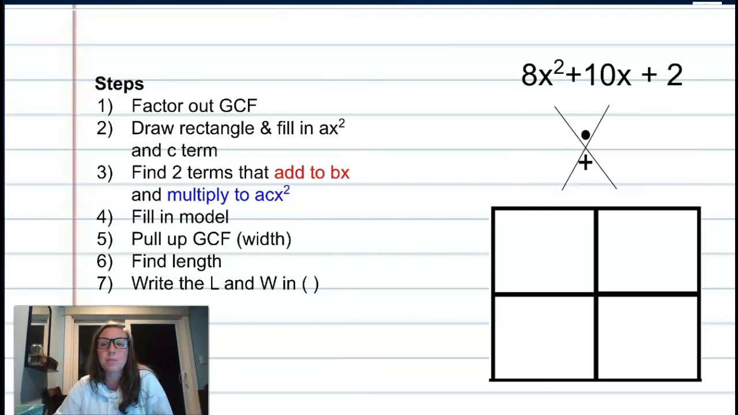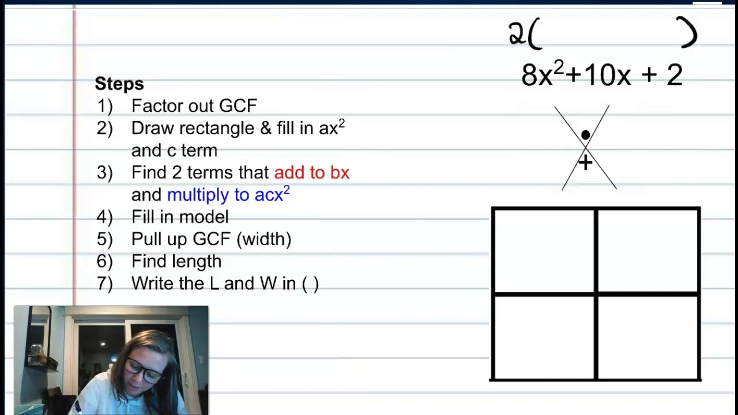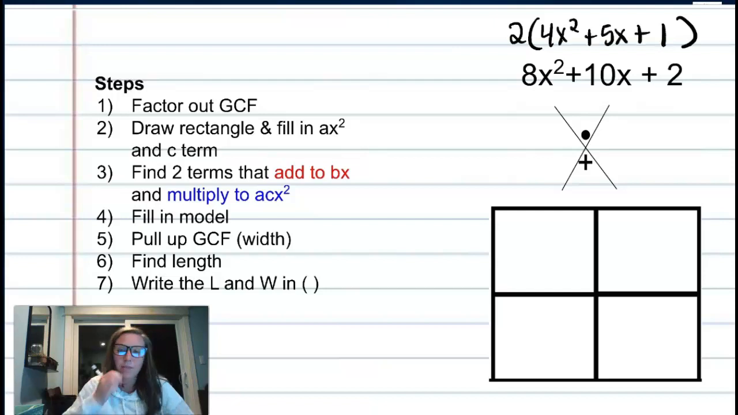Okay, so we're going to do the same thing. We're going to first look for a GCF. What can I divide all of them by? This one does have a GCF. All of our numbers are even, therefore they're all divisible by 2. So the first thing is I'm going to divide everything by 2. So that's going to be 4x squared plus 5x plus 1.